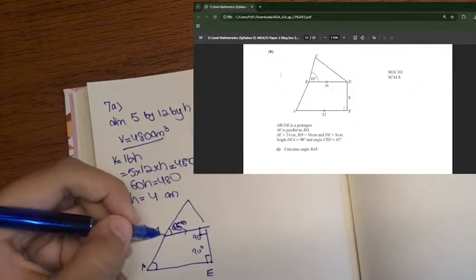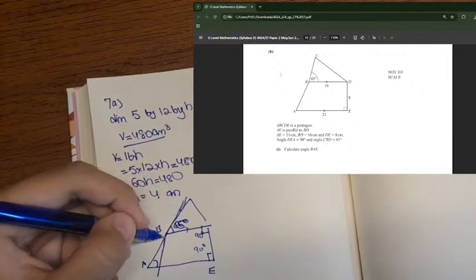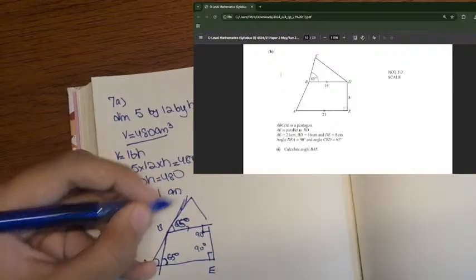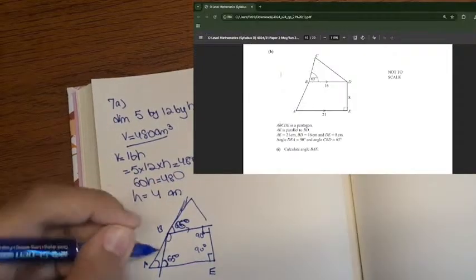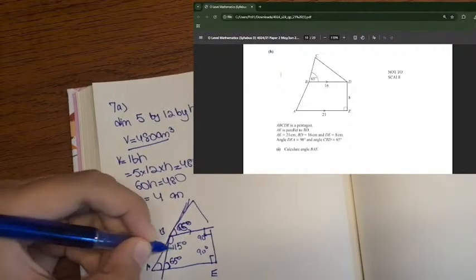Well, the first thing that we notice is that if we extend this line, it will be something like this. I've drawn it a bit crooked, but it will be something like this. And that means that this angle will be 65 degrees. But since this will also be a straight line, the angle over here will be 180 minus 65. And this will be 115.